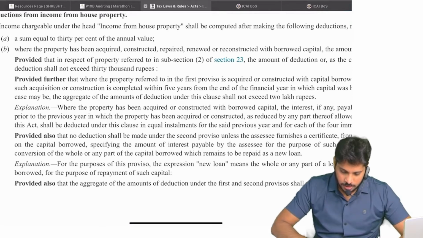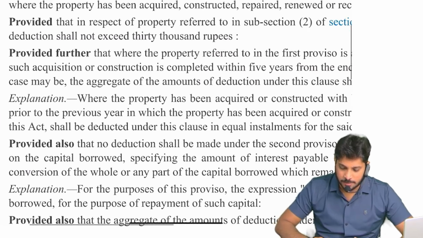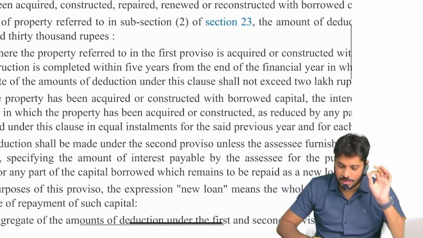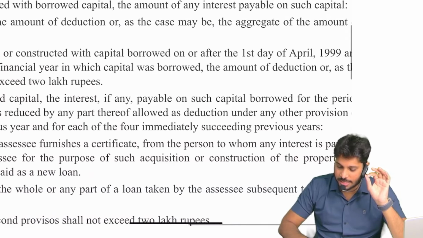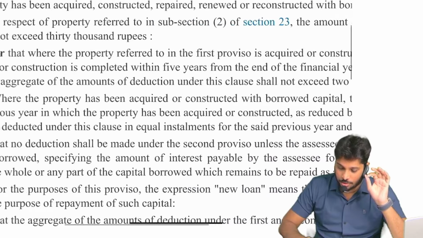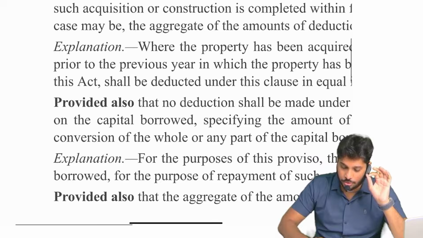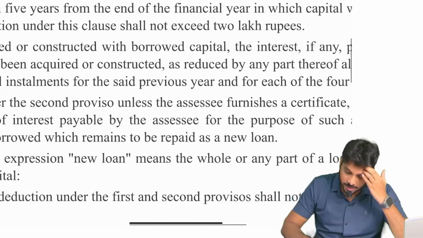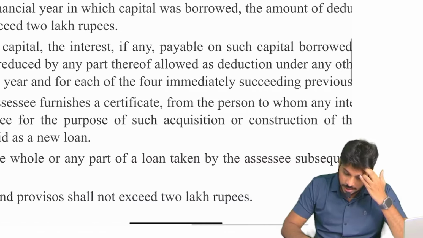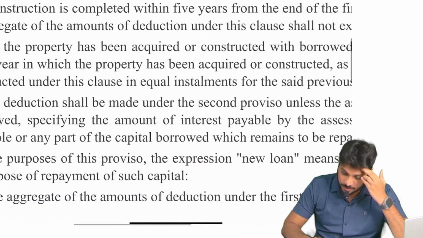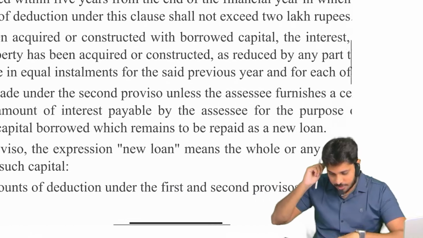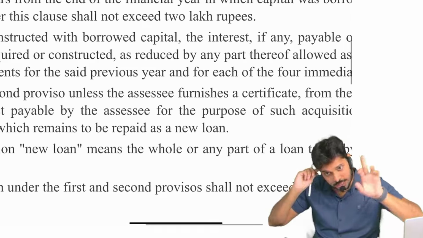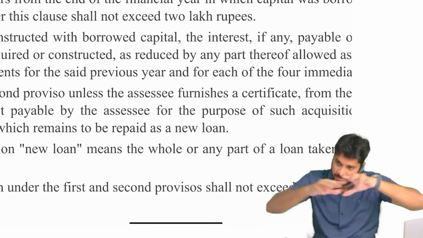Yes, you see, pre-construction period related point, where the property has been acquired or constructed with borrowed capital, the interest if any payable on such capital borrowed for the period prior to previous year in which property has been acquired or constructed, as reduced by any part thereof allowed as deduction under any other provisions of the act, shall be deducted under this clause in equal installments of the said previous year and for each of the 4 years, nothing but for that year plus preceding 4 years, nothing but 5 years.